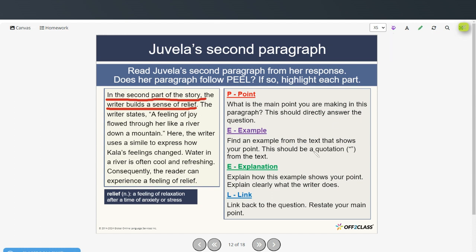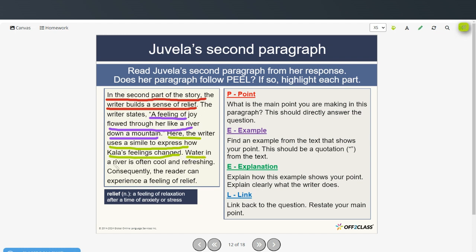Okay, and then next there should be an example in quotations. So the writer states, "A feeling of joy flowed through her like a river down a mountain." So that is an example of the feeling of relief. Then explanation. So explain how this example shows your point and explain clearly what the writer does. So here the writer uses a simile to express how Kayla's feelings have changed.